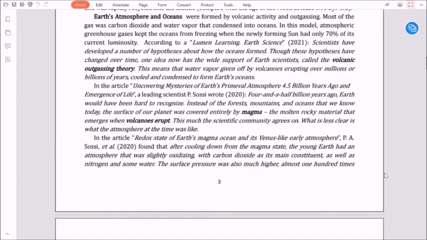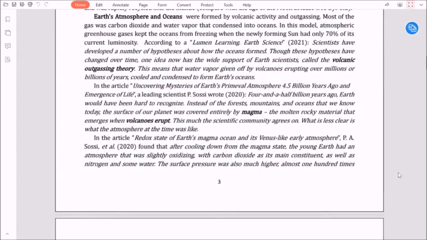In the article Uncovering Mysteries of Earth's Primeval Atmosphere, 4.5 billion years ago, an emergence of life, a leading scientist, Sossi, wrote: 4.5 billion years ago, Earth would have been hard to recognize. Instead of the forests, mountains, and oceans that we know today, the surface of our planet was covered entirely by magma, the molten rocky material that emerges when volcanoes erupt. This much the scientific community agrees on. What is less clear is what the atmosphere at the time was like.